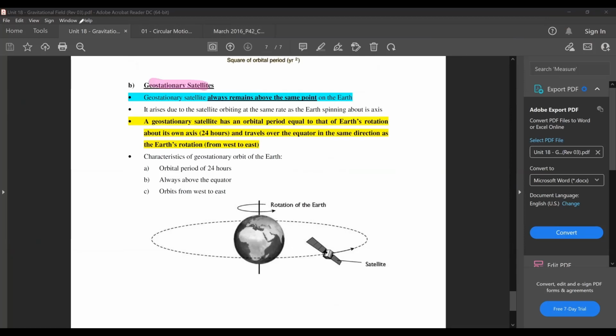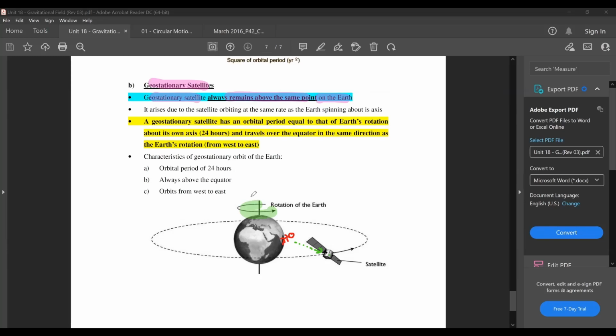Now, what's so special about geostationary satellites is that they always remain above the same point on the Earth. What we mean by that is this. For example, if you are standing right over here, right now, and you look up at the sky, you will see this satellite over here. But at the same time, you know that because you're standing on the Earth, and the Earth is rotating, with time you will actually start to move to a different position.